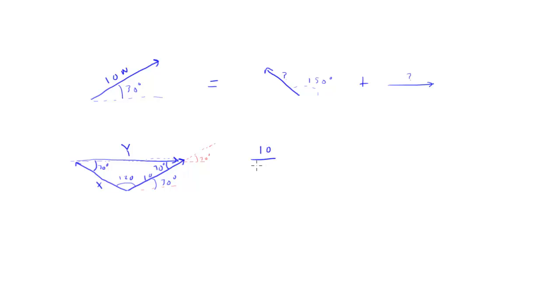So 10 over sine of 30 equals x over sine. That's pretty easy. X equals 10 newtons. Furthermore, that equals y over sine of 120. And if you do the math, y is 17.32.